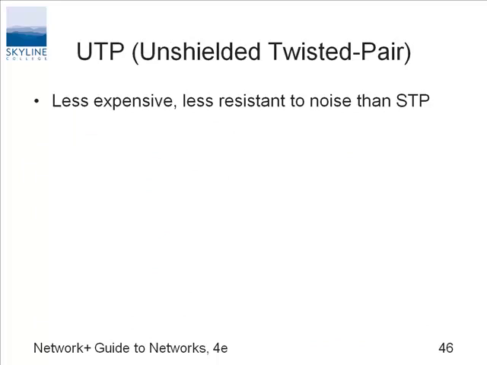Unshielded Twisted-Pair is what I think most people use, what we use. Less expensive, less resistant to noise than shielded Twisted-Pair. It's easier to work with, easier to make, and it's really not extremely difficult to make, and that's what we're going to make later tonight is Unshielded Twisted-Pair.